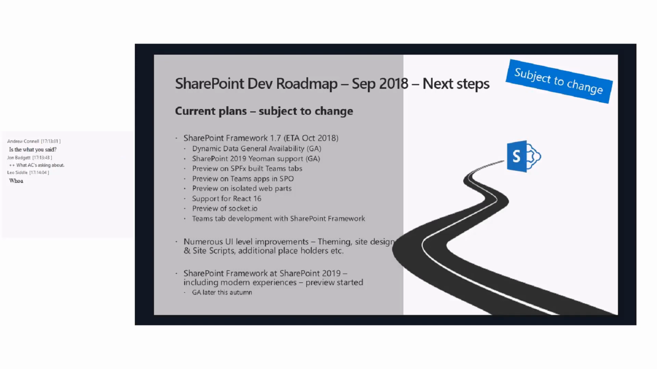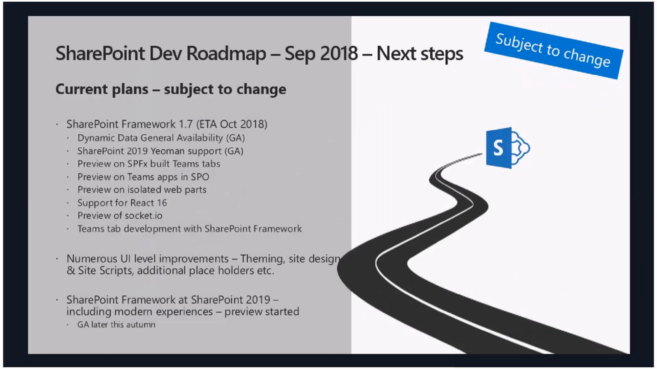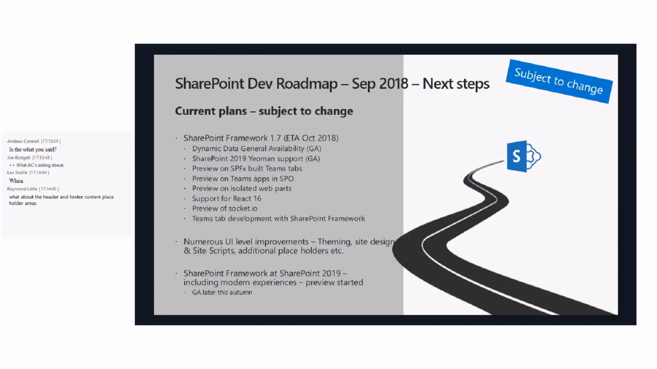Numerous UI-level improvements obviously. There will be improvements in theming, site design, site scripts, additional placeholders, a lot of stuff in the pipeline. A lot of this stuff can still change. SharePoint 2019 GA is happening later this autumn, and that's going to support modern experiences. So modern lists, modern pages, and all of that. It's going to be SharePoint Framework 1.4, kind of, which is supported in the GA of SharePoint 2019.